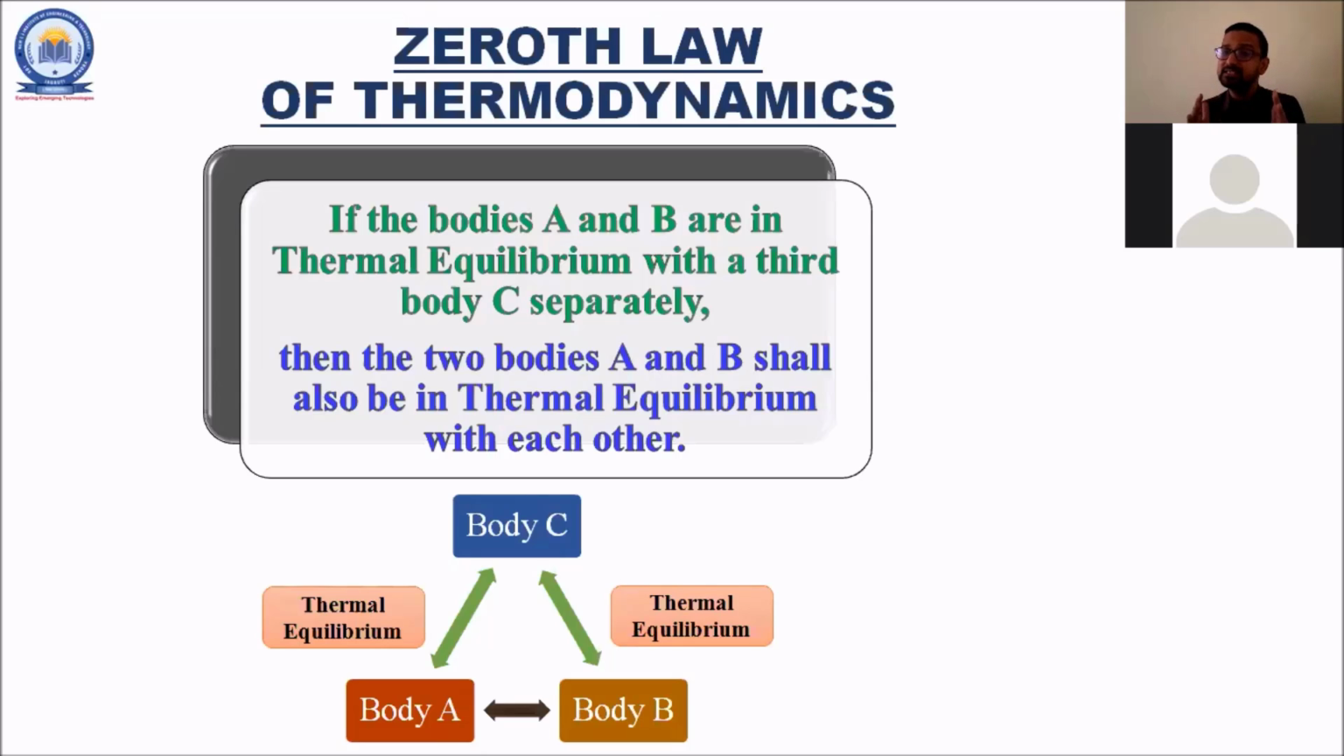I am repeating this statement once again because it is very important. The zeroth law of thermodynamics states that if bodies A and B are in thermal equilibrium with a third body C separately, then the two bodies A and B shall also be in thermal equilibrium with each other.